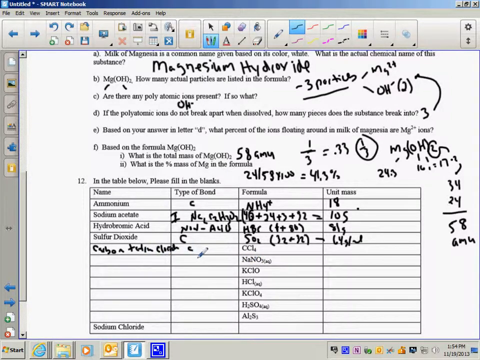Metallic cation, polyatomic anion. So this is ionic, and it would be sodium nitrate. Acid starts with an H in water. Skipped one here, I'll come back to that one. So this is a non-oxy acid. It is called hydrochloric acid. Back here I have a polyatomic anion and a metallic cation, so it's ionic.